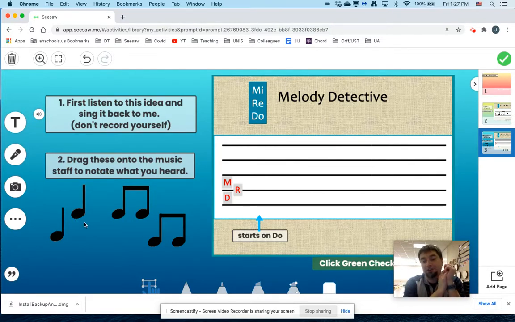That's your Seesaw job today. Really work on it. Listen to it as many times as you need to. There's no rush. You have all the time you need. And if you ever have any questions, you can leave me a comment or email me if you need to. All right. So work on notating those patterns on the music staff.